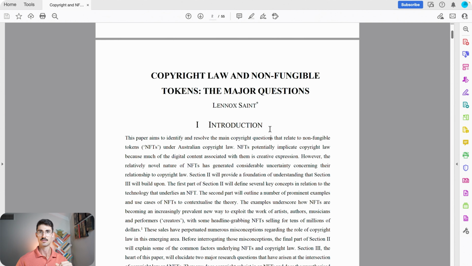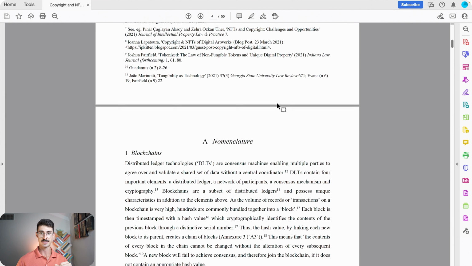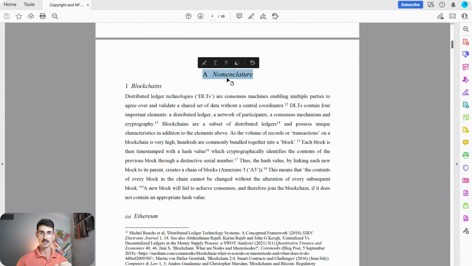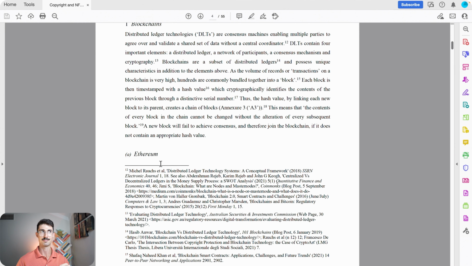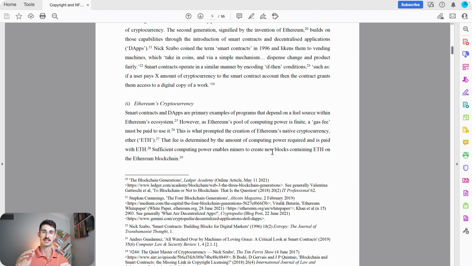I'll run through the structure of the paper as an overview, and then we'll pinpoint a specific section of it. Firstly, introduction. Next section is understanding NFTs. Then a subsection is nomenclature, which is just a fancy way of saying terminology. Then a subsection of that, talk about blockchains. Subsection, talk about Ethereum. So you can see how there is this kind of organization of subheadings.